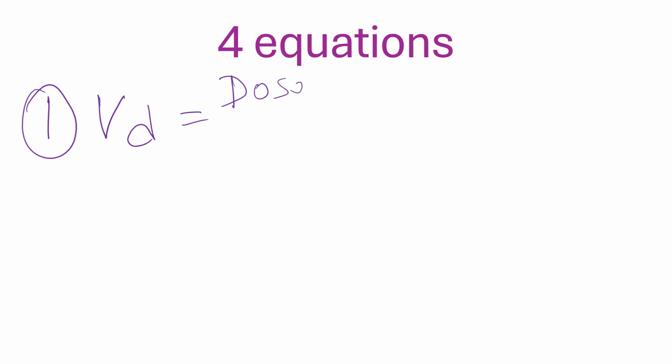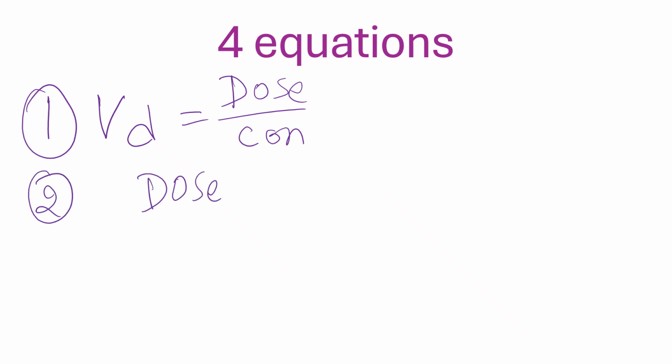Number one, volume of distribution equals dose over concentration. Just rearrange this for equation number two: the dose equals Vd times concentration. This is the equation of loading dose. And there is also an easy way to remember loading dose. The loading dose equals Vd. Also, you see the rhyming.